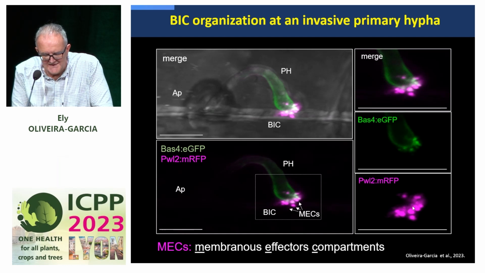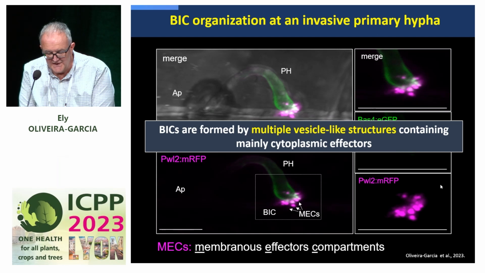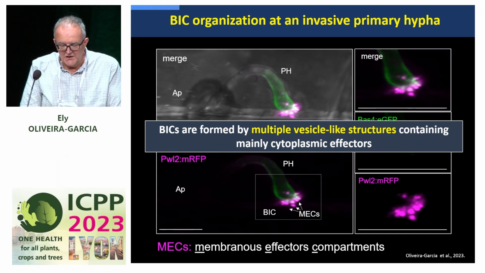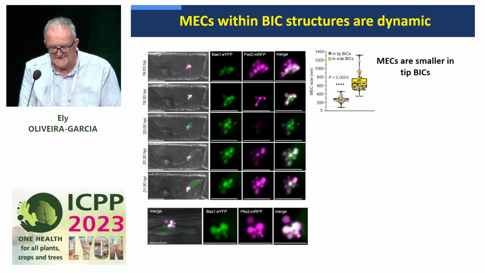But what we see is a big group of membranous effector compartments, these membrane-bound vesicle-type structures within the BIC. And that was the first observation: these multiple vesicle-like structures which contain cytoplasmic effectors.